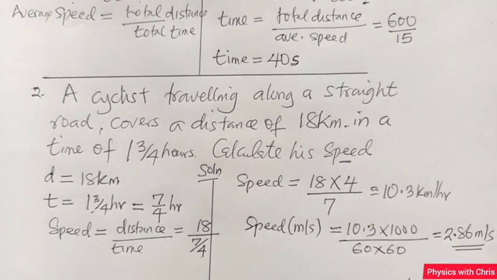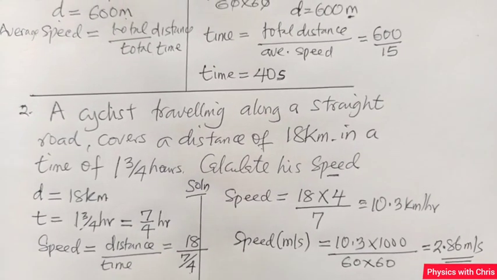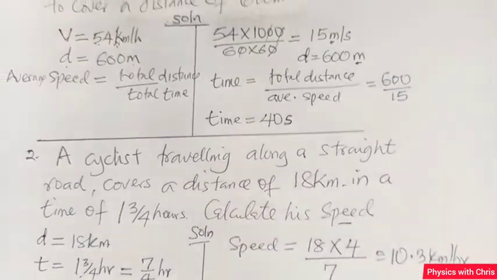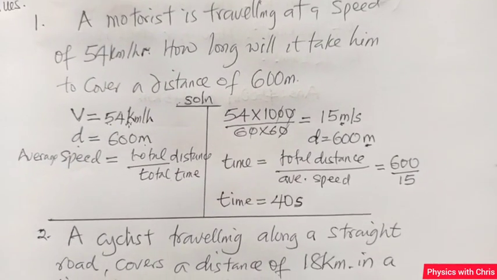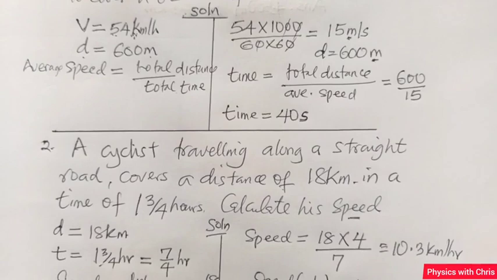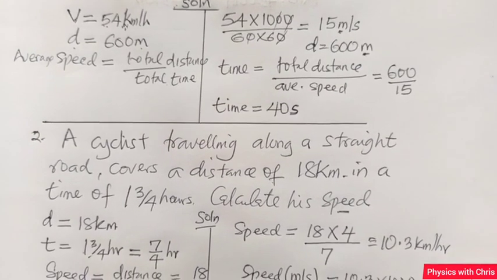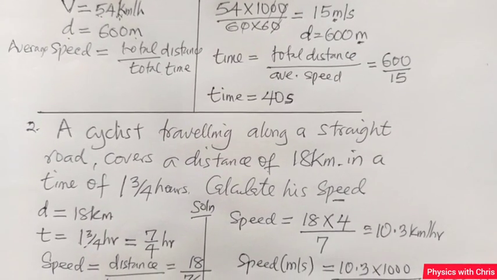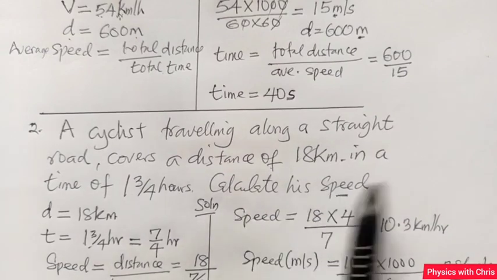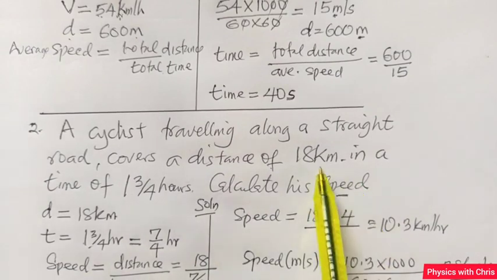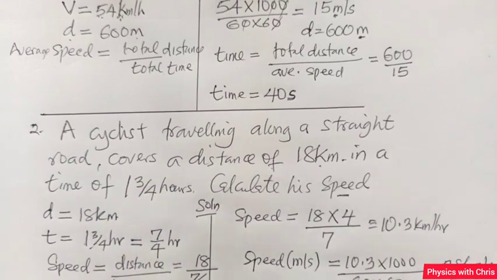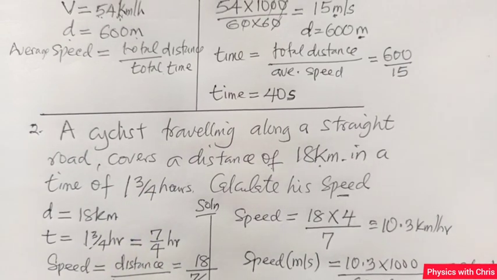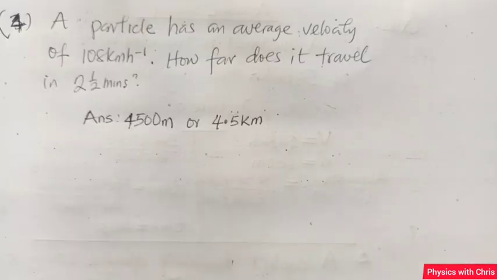Okay, so I have a question for you. Question 3 is for you. I'm sure you have fully understood how I solved the first two questions, calculating the time given the distance and speed, or calculating the speed given the distance traveled and the time it takes. So this next question is for you.